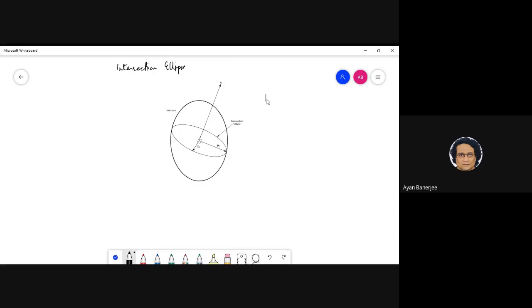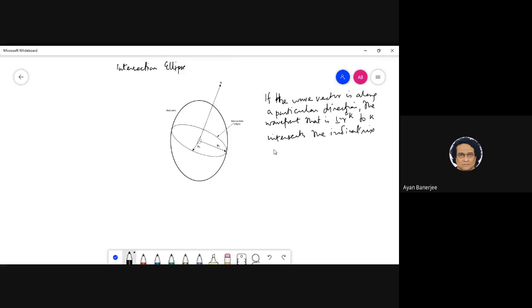Okay, so basically what I'm saying is, if the wave vector is along a particular direction, then the wave front, so that is basically k, the wave front that is perpendicular to k intersects the indicatrix along an intersection ellipse.